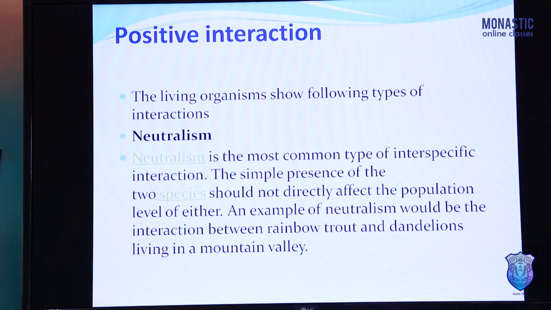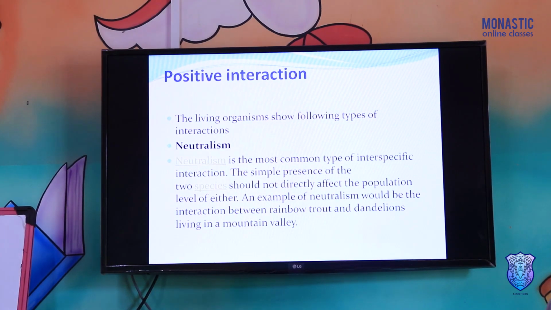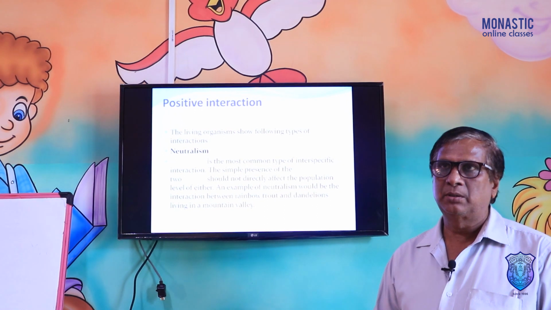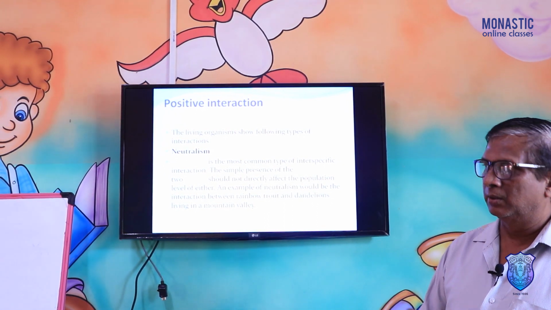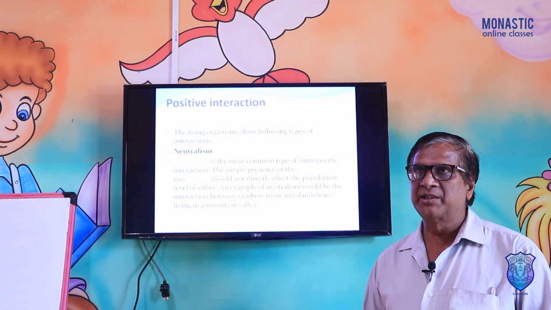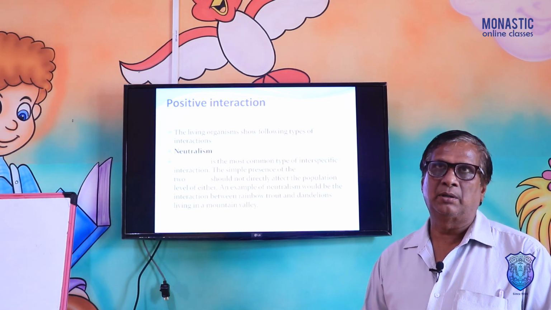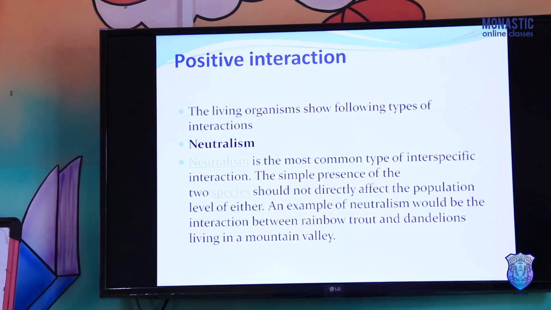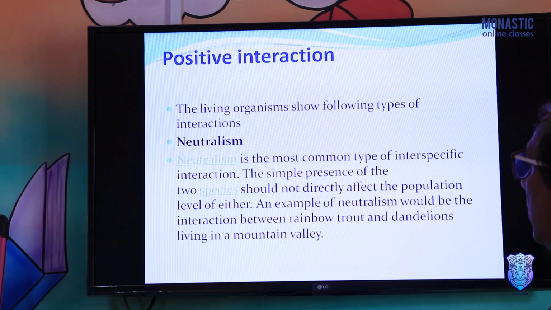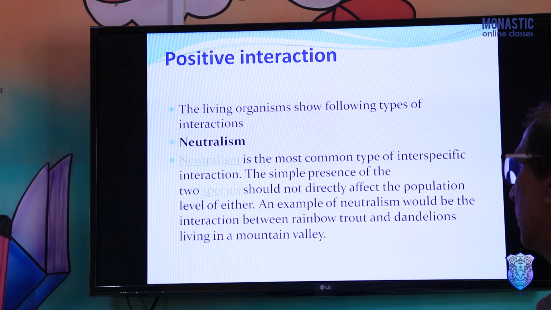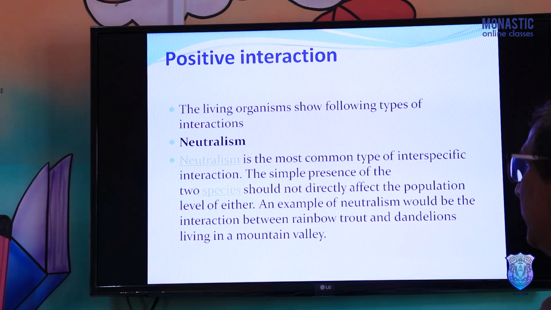Now, this interaction can be divided into two parts. First is the positive interaction, meaning beneficial to the living organisms, in which either both organisms are benefited from each other, or one is benefited and the other is unaffected. This type of interaction is known as positive interaction. Positive interactions show the following types, starting with neutralism.